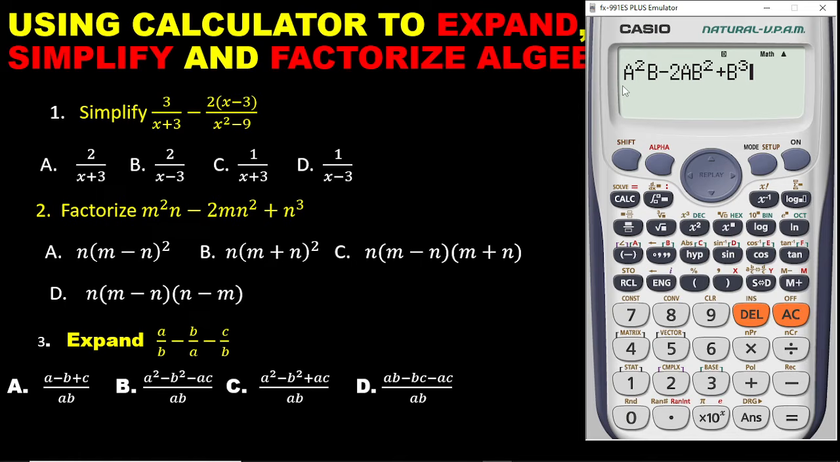So what we are going to do is that in place of A, when I press the calc, in place of the A, I will put 2. And in place of the B, I will put 3. I am using different numbers to represent them. So let's go. So I press my calc.